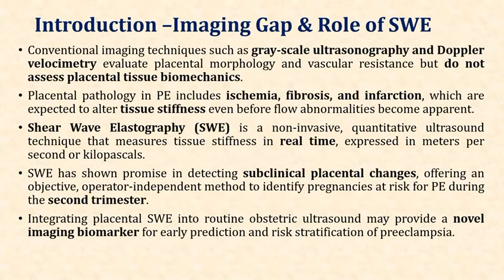Conventional imaging techniques such as grayscale ultrasound and Doppler velocimetry evaluate placental morphology and vascular resistance but do not assess placental tissue biomechanics. Placental pathology in preeclampsia includes ischemia, fibrosis, and infarction, which are expected to alter tissue stiffness even before flow abnormalities become apparent.